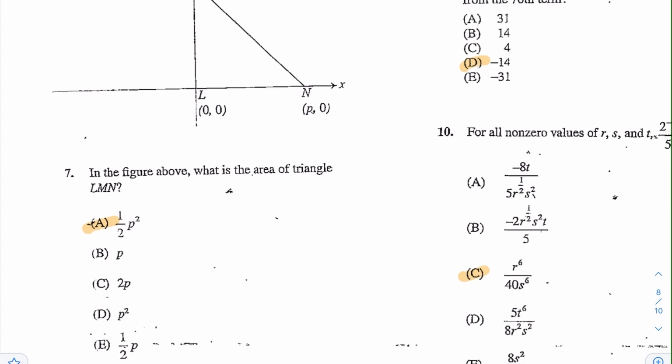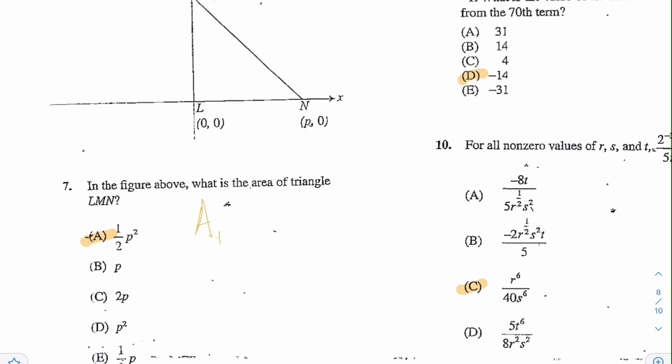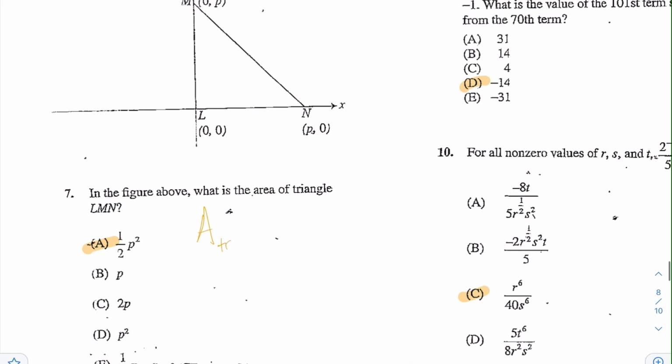All right, next for number 7, in the figure above, what is the area of triangle LMN? So here the area of a triangle is given as 1/2 base times height, where base must be perpendicular to height. Here, because you have LM and LN on the axes, you know that this has to be a right angle because the x and y axis are perpendicular. So here you just have to figure out the length of the sides. Well, from L to M, it goes from this 0 to this length of P. So P minus 0 is equal to P.